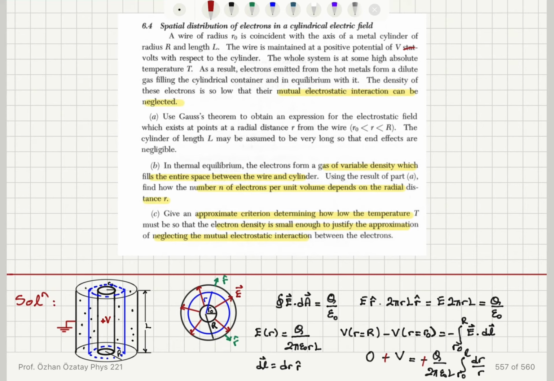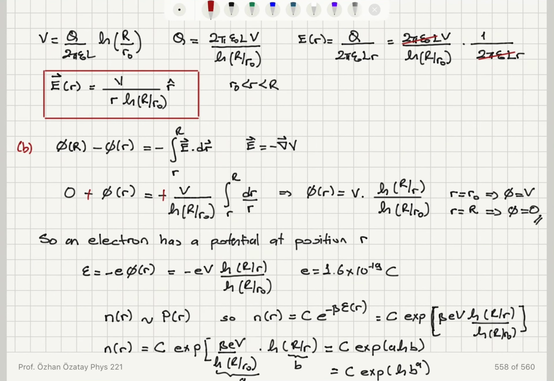And the potential difference between r equals capital R and r equals r0 is minus the integral from r0 to capital R of E dot dl. So I find that the potential difference is q over 2 pi epsilon 0 L times the natural logarithm of capital R over r0. Now I can find the electric field. I can eliminate the q from the electric field expression and find that it is V divided by r times the natural logarithm of capital R over r0, in r hat direction. You can see that r is less than capital R and greater than r0. This is going to be a positive value for the electric field, pointing radially outward.